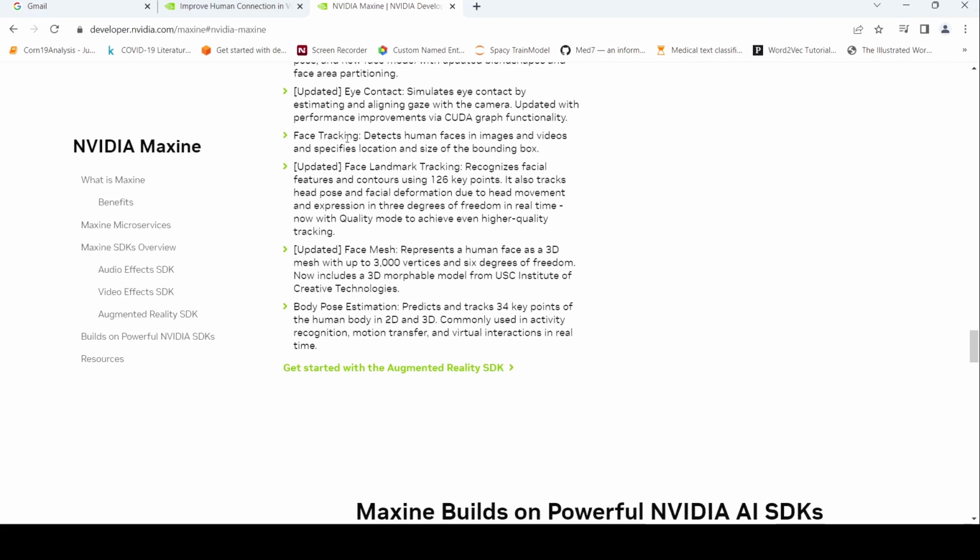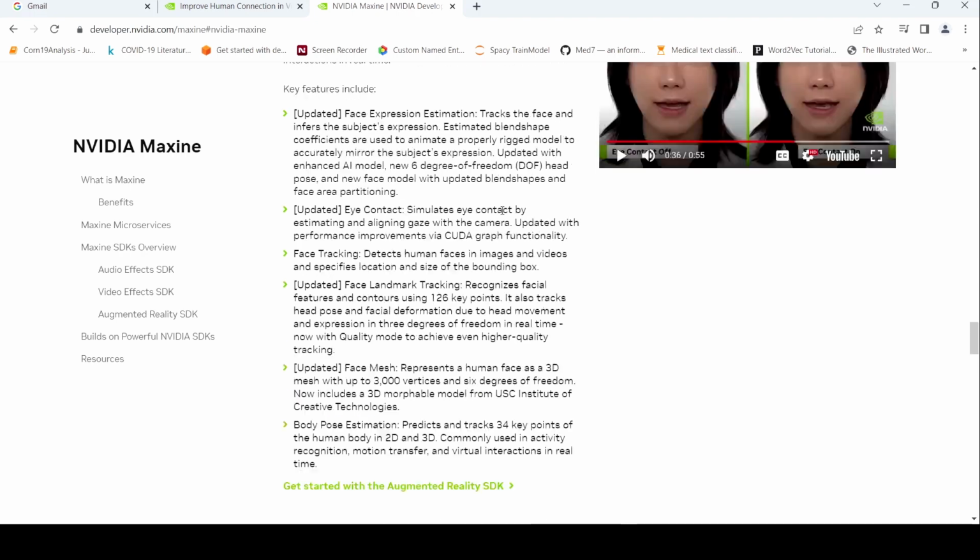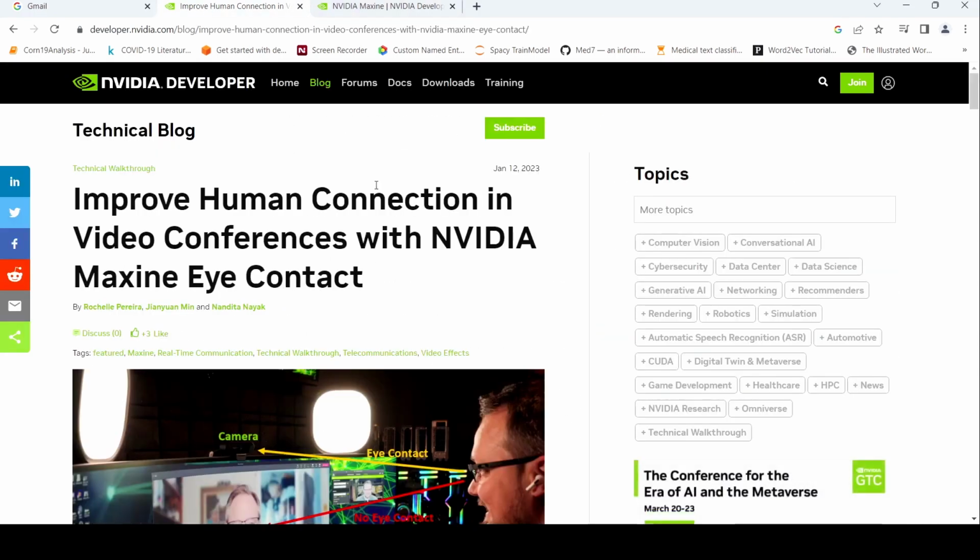So they also have face tracking, which detects human faces in images and videos, and specifies the location and size of the bounding box. They have face landmark tracking up to 126 key points. It also tracks head pose and facial deformation due to head movement and expression in 3 degrees of freedom in real time. Okay, so they also have a face mesh, which represents a human face as a 3D mesh with up to 3000 vertices and 6 degrees of freedom, and includes a 3D morphable model. Okay, body pose estimation.